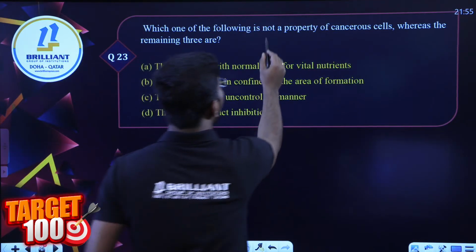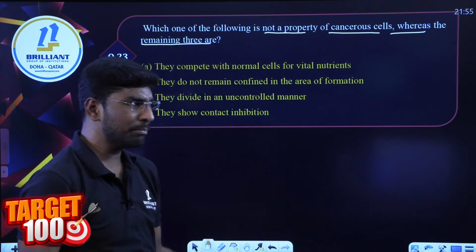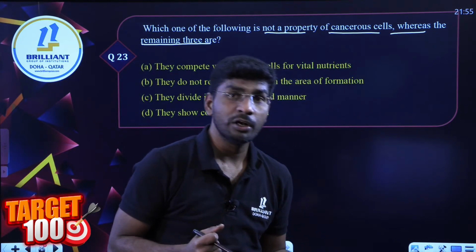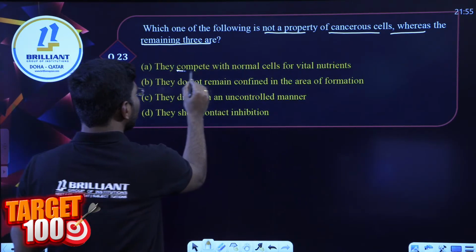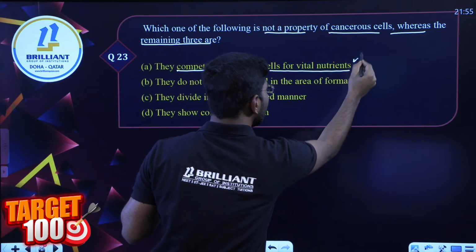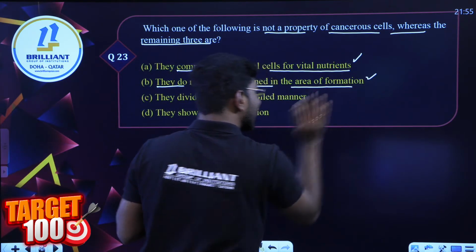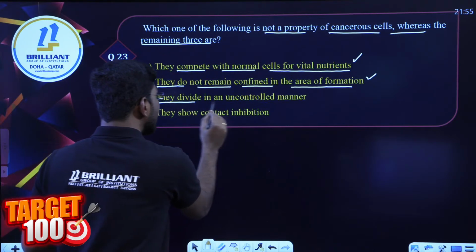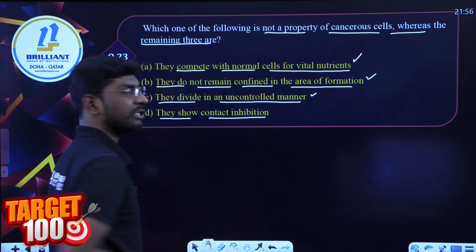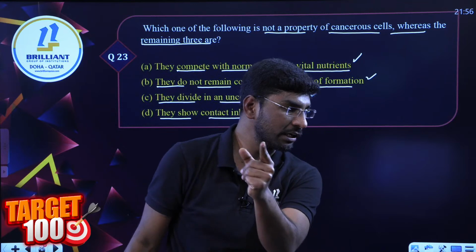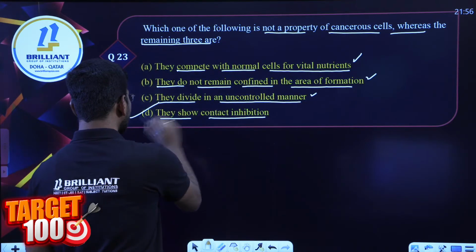Which of the following is not a property of a cancer cell, whereas the rest of the three are properties? Simple question. Anyone? What is not a property of a cancer cell? They compete with normal cells for vital nutrients. Yes, it is a characteristic feature. They do not remain confined to the area of formation. Yes, metastasis, this is also correct. They divide in an uncontrolled manner, correct. They show contact inhibition. Yes, absolutely right. Very good. Absolutely correct. So option D.